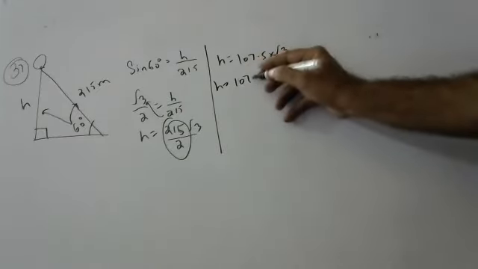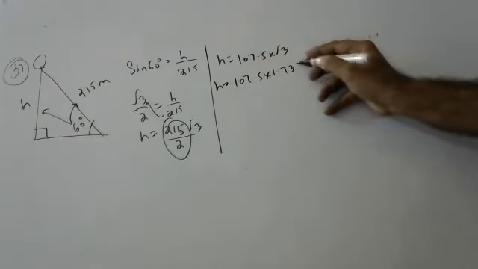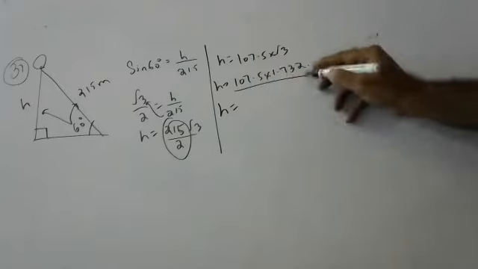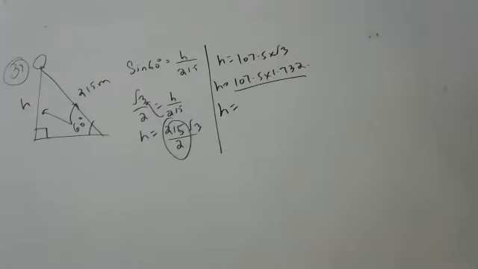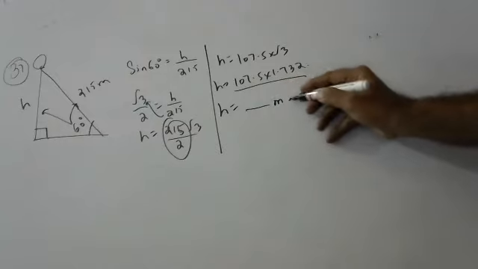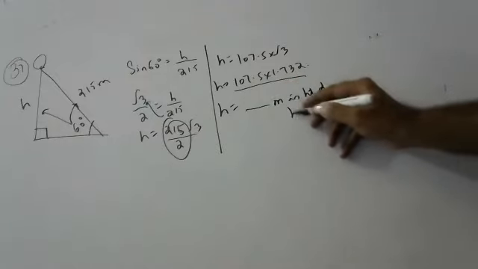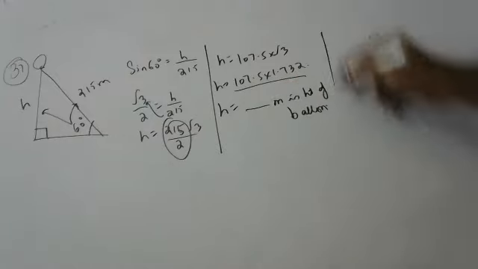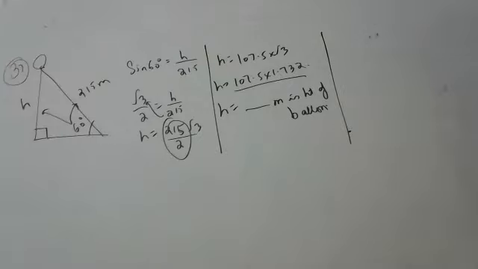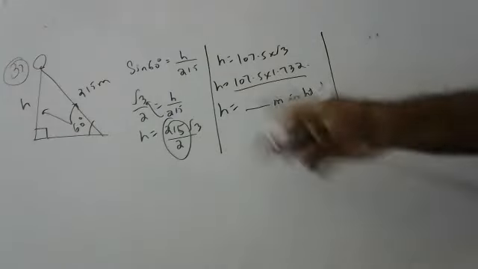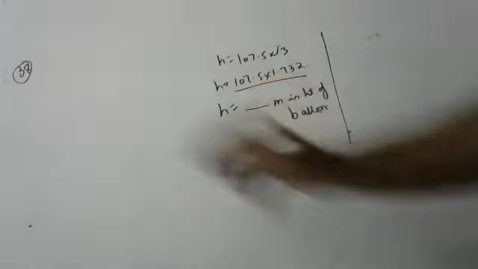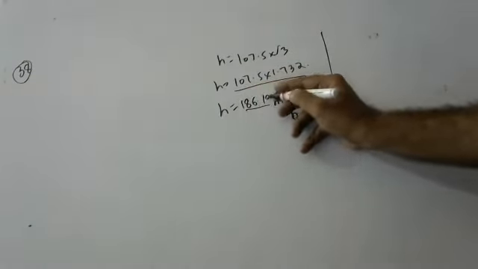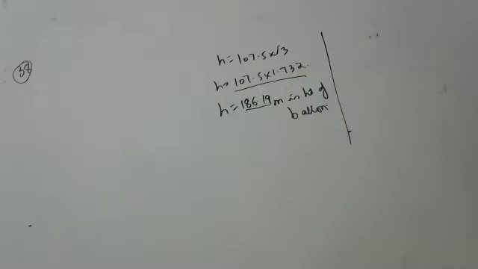That is 107.5 into 1.732. Can anyone help me with the calculator? How much is 107.5 into 1.732? Dash meters is the height of the balloon. Children, multiply this and put the answer. Someone got 186.19. Always keep a calculator ready, children, please.